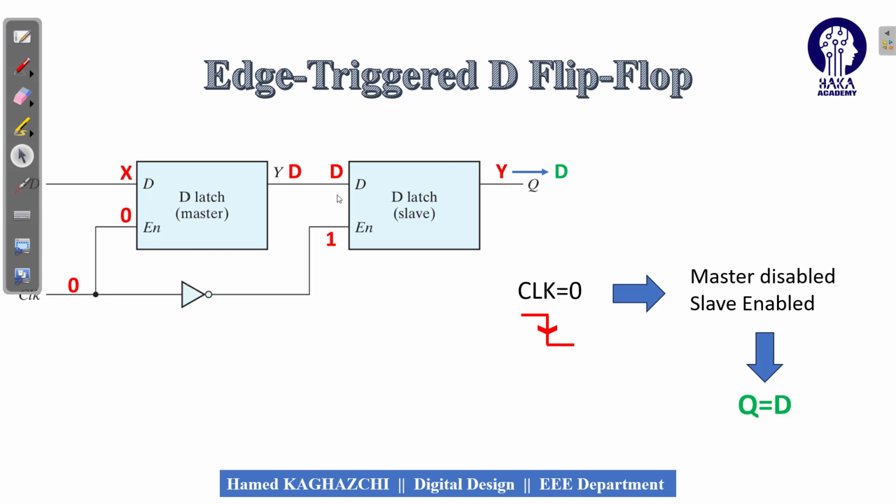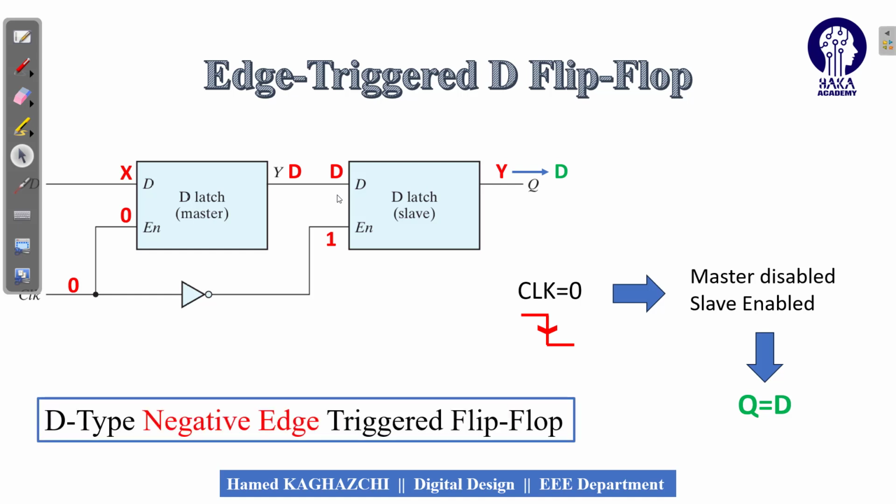What's happening? The flip-flop output changes only when the clock pulse is at the falling edge. So we could design a D-type negative edge triggered flip-flop. It means that the information can be transferred from input to output when the clock pulse is at its falling edge, or negative edge.